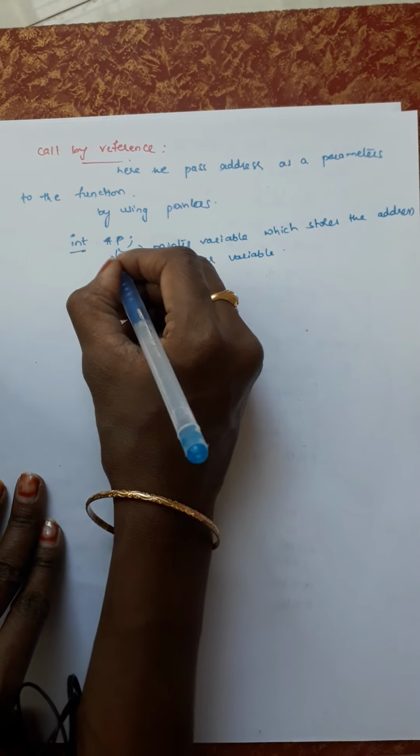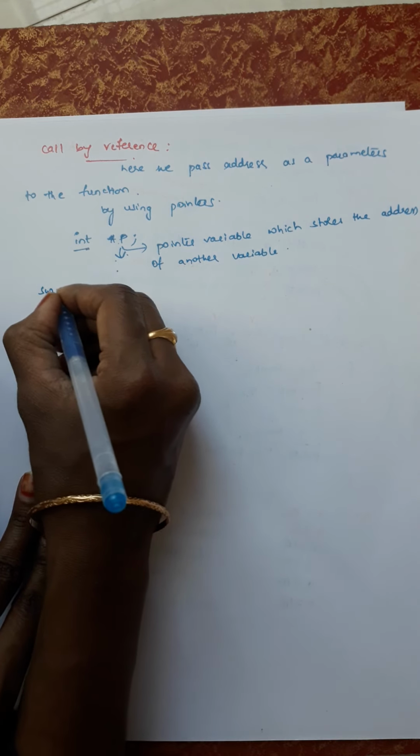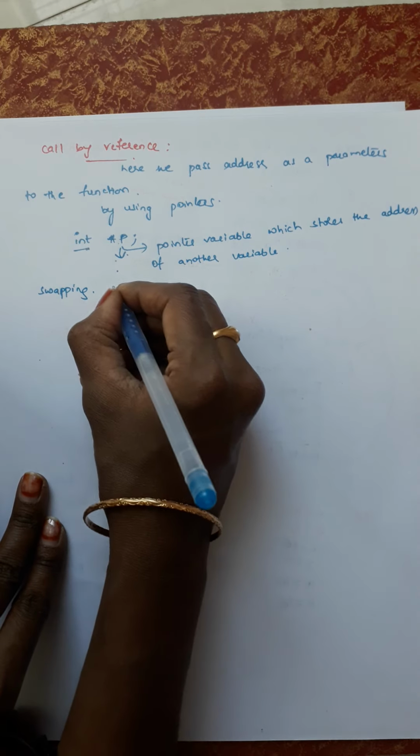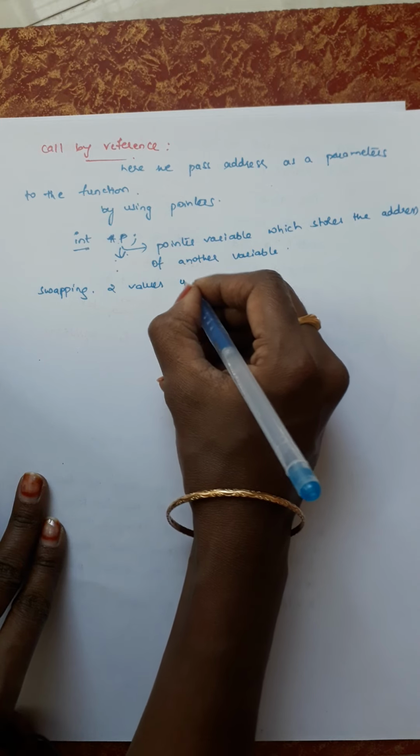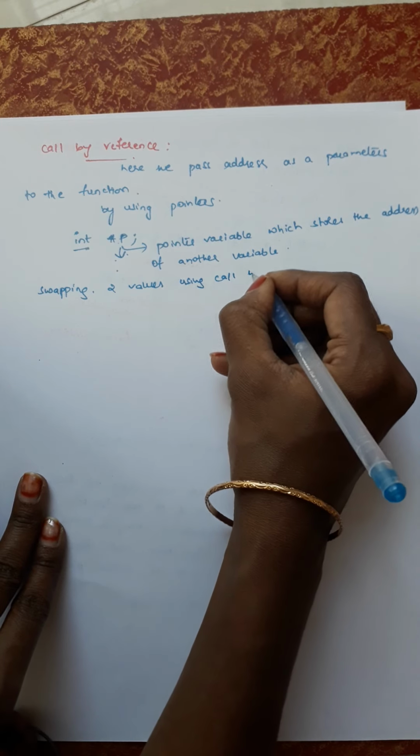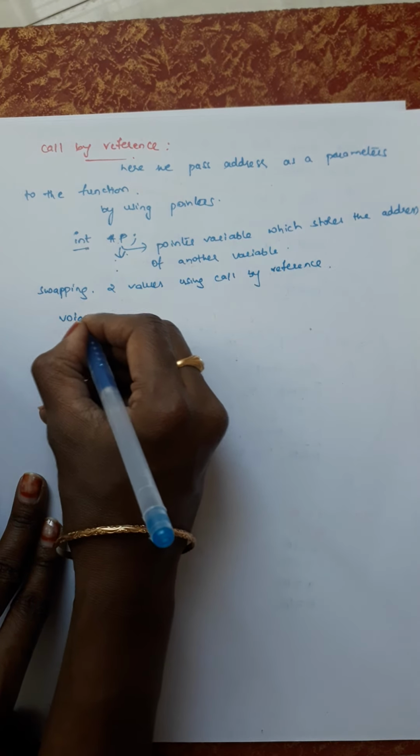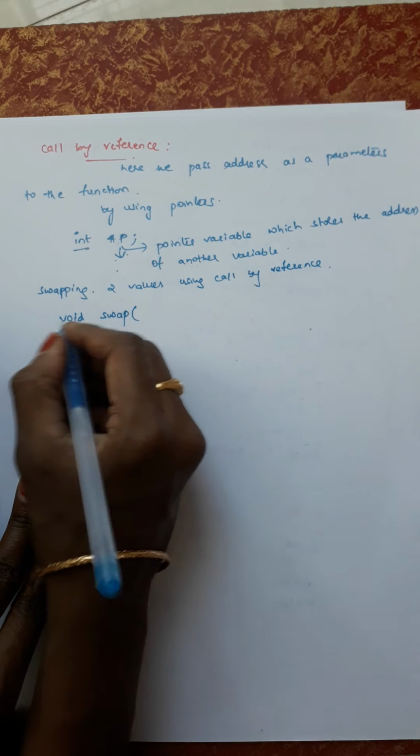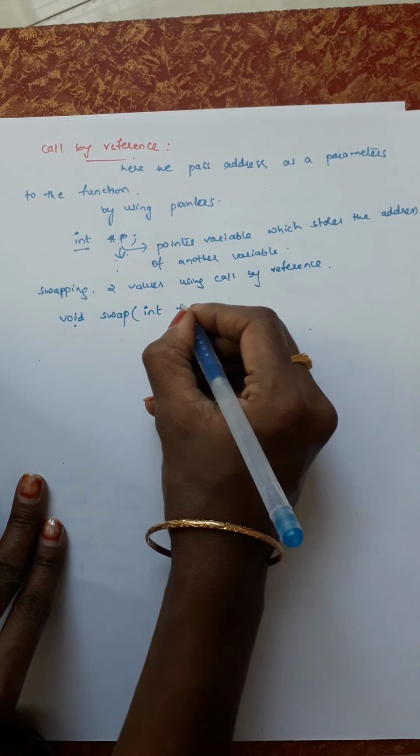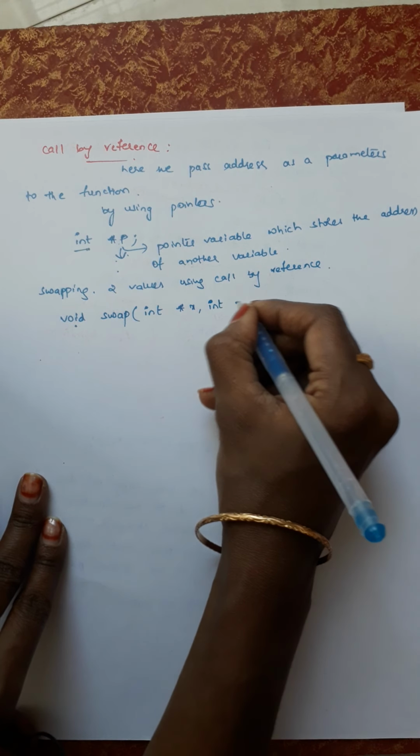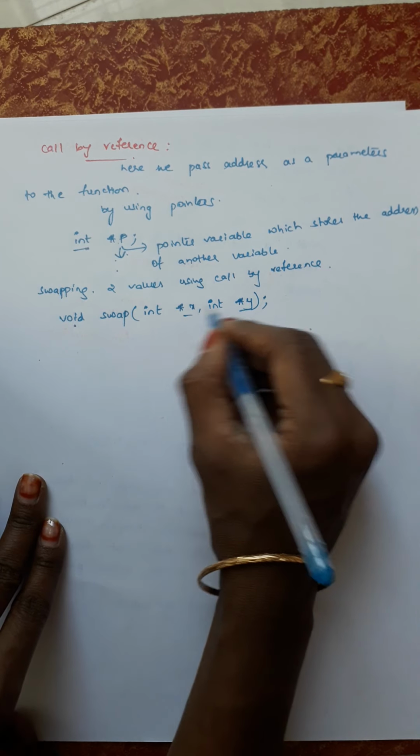Okay, now we are passing these pointers as parameters to the function. Now let us see the same example, the swapping program, swapping two values using pointers, I mean using call by reference. Again we have to write the function. The function name is swap, void swap. Void means it does not return any value. Swap is the name of the function. Okay, int *x, int *y. The meaning is that *x and *y are pointer variables.